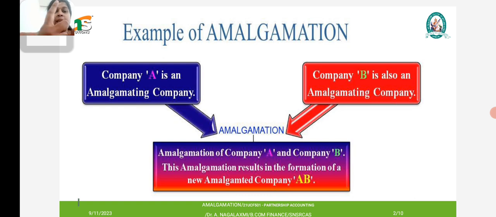So there is a company A and a company B. A is an amalgamating company. B is also an amalgamating company. When the process of amalgamation is done for these two companies, it results in the formation of a new amalgamated company called AB. That is, both companies join together under the process of amalgamation, and company A and company B are now termed company AB after amalgamation.